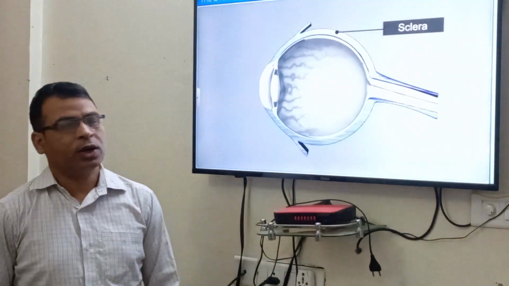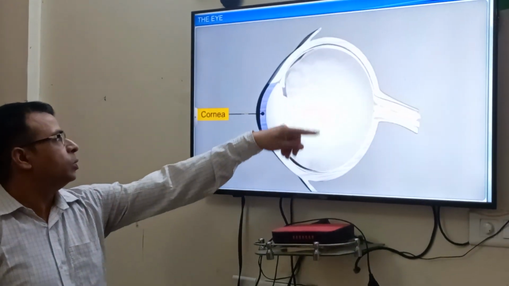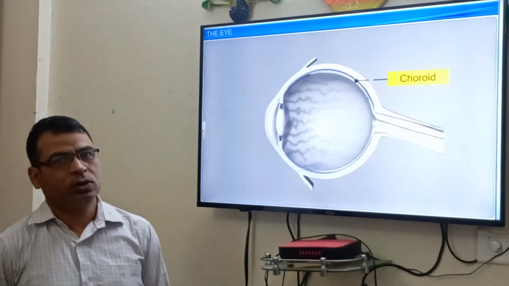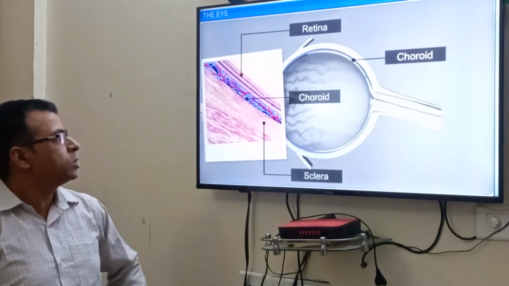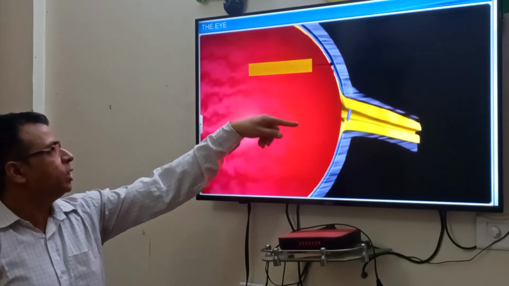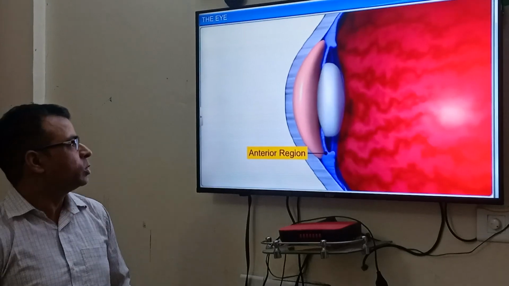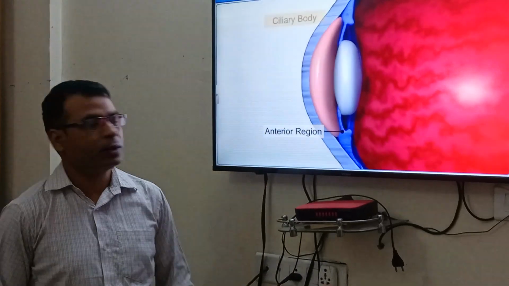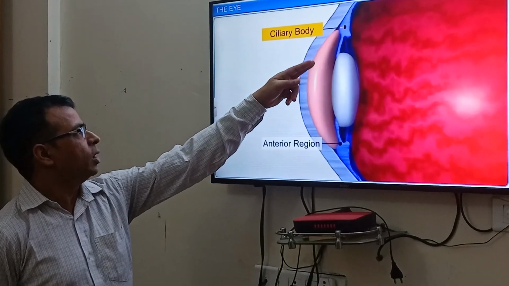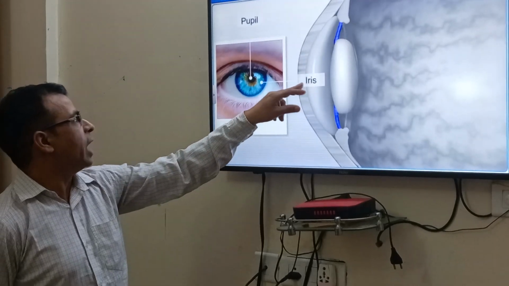The outer or external layer is called the sclera. This is the sclera, the outer layer, which anteriorly forms the cornea. And next is the choroid, the middle layer. This posterior region is thinner, and anteriorly it becomes thicker and makes the ciliary body, through which the iris is attached, and this is the iris.